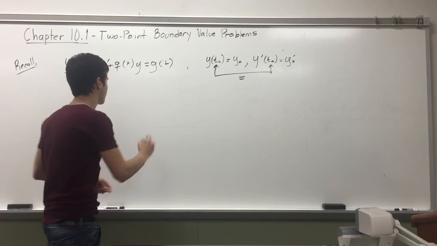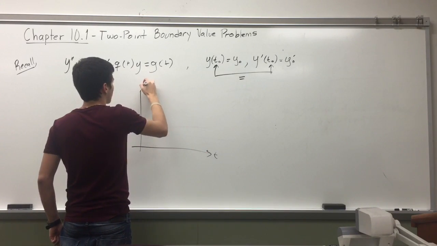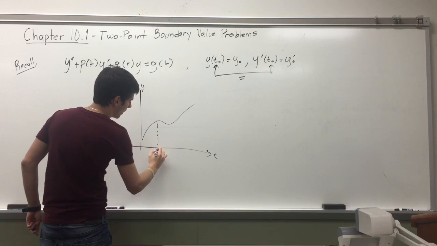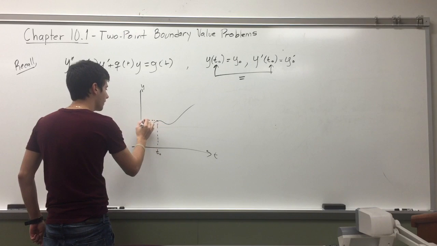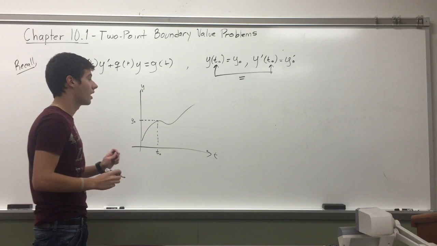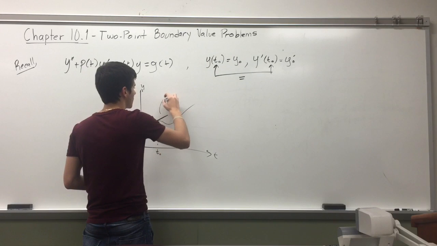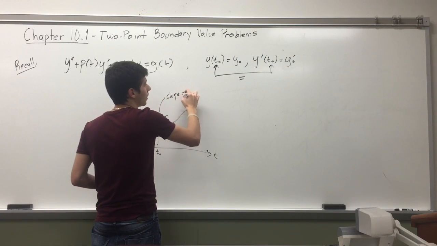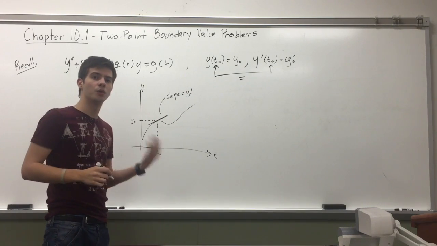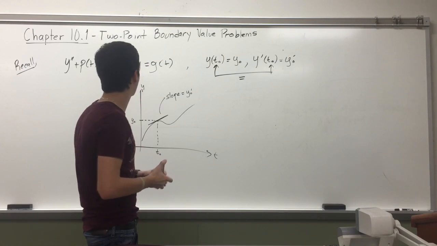And graphically it would look something like this, if we were to graph this. So this is t and this is the graph of our solution. Usually we're given an initial point t naught, and we're given also a corresponding y value for this t naught, and we're also given the value of the slope. So this is the slope y naught prime.